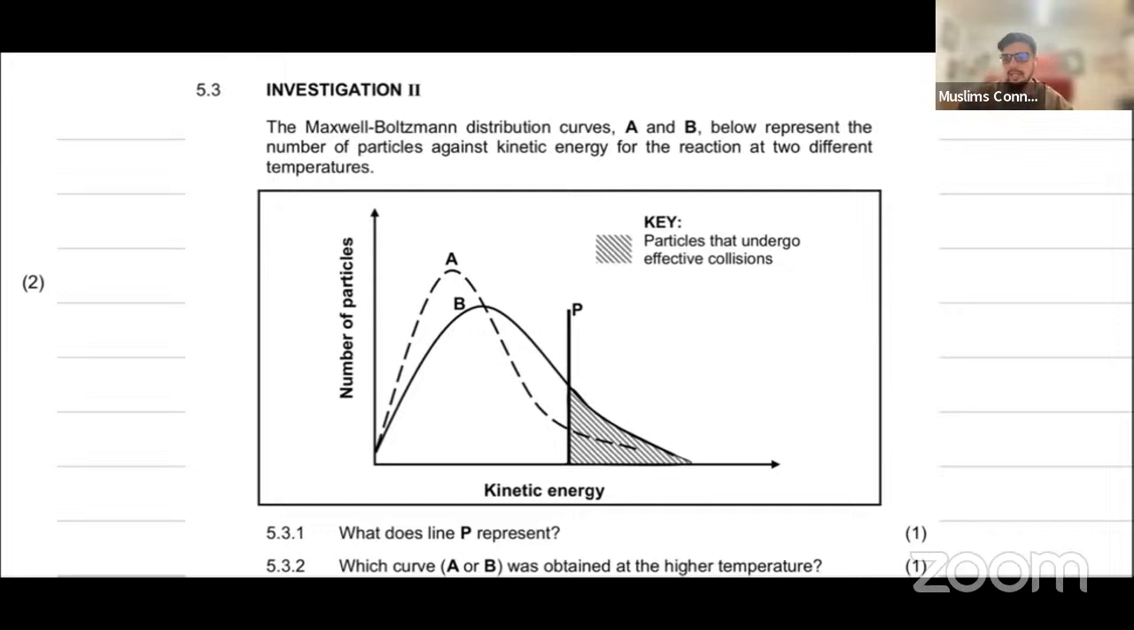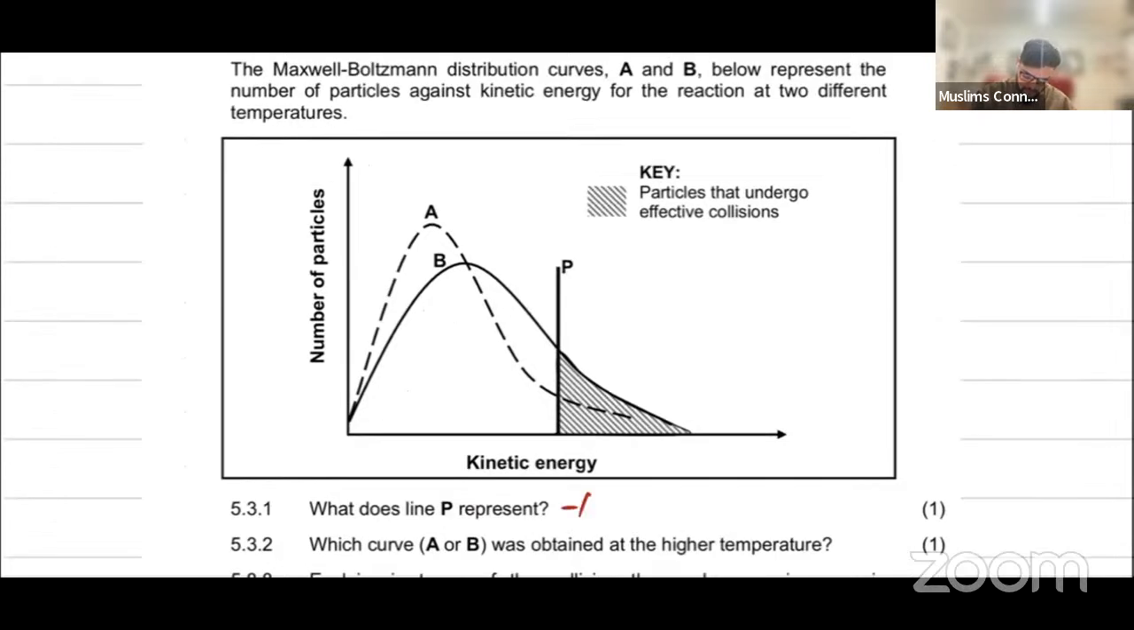5.3.1, it says, what does line P represent? Do we remember? Anyone? Does anyone remember? Answer or tell me, don't remember. What does line P represent? Awesome, very good. Activation energy. Okay, because it reaches the energy to become an effective collision. So it is activation energy.